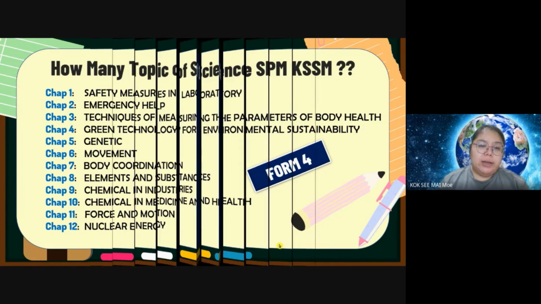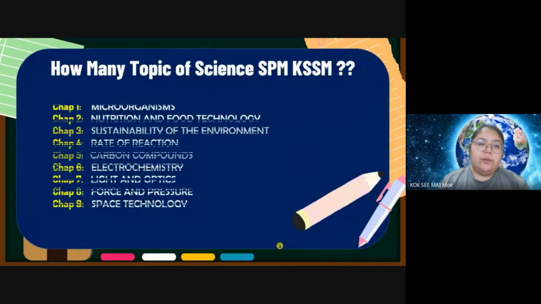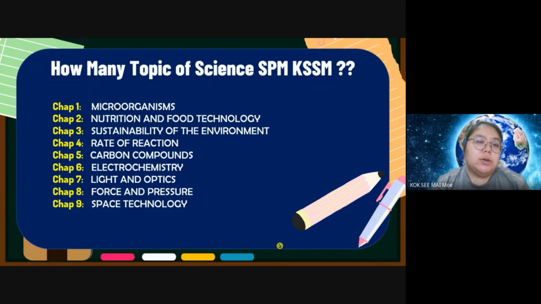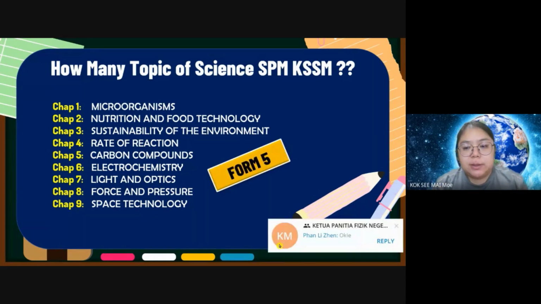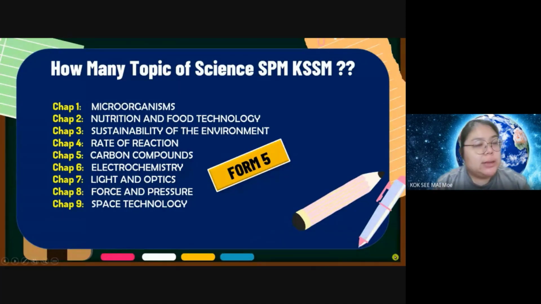Okay, for Form 5, this one is chapter 1 until chapter 9. This one is the Form 5 syllabus. So that means in total you got how many topics? 12 plus 9, so you got 21. Okay, so please start studying already. The coming SPM is March, is it? So you don't have enough time already.